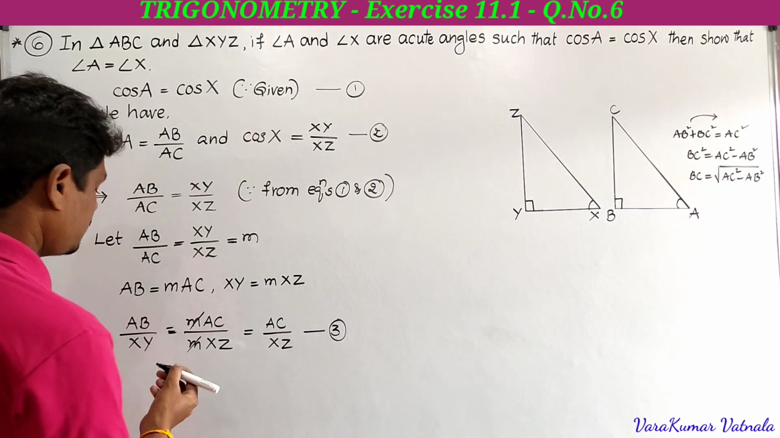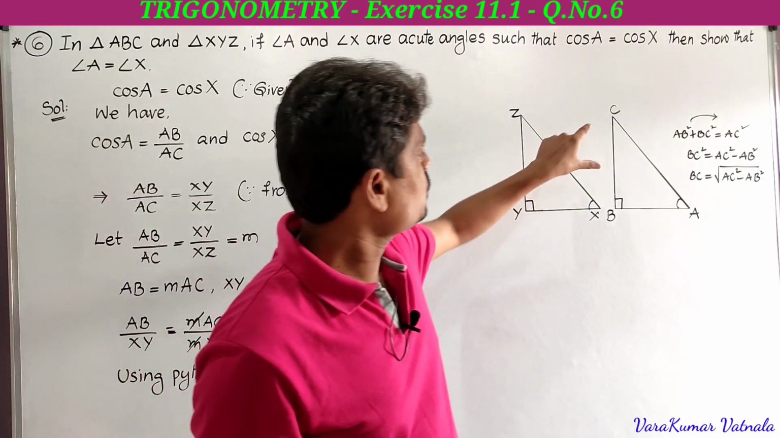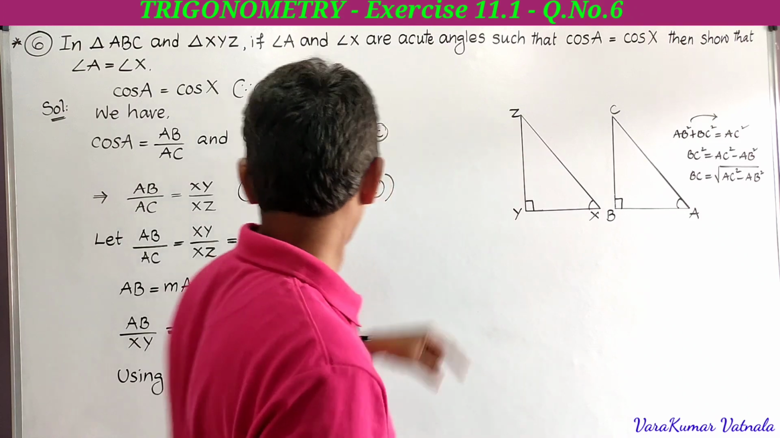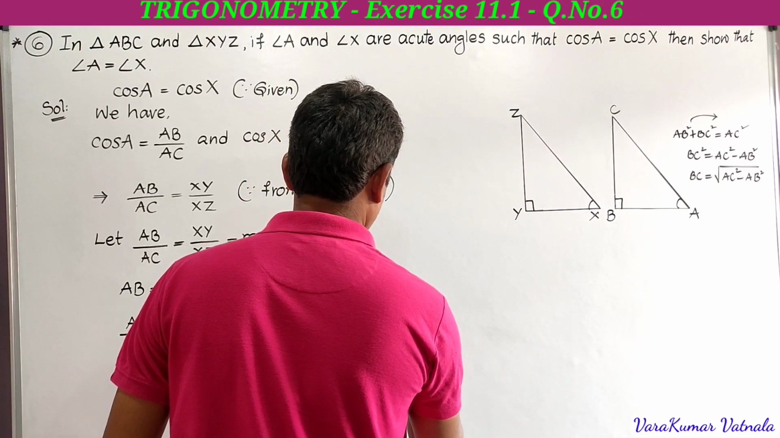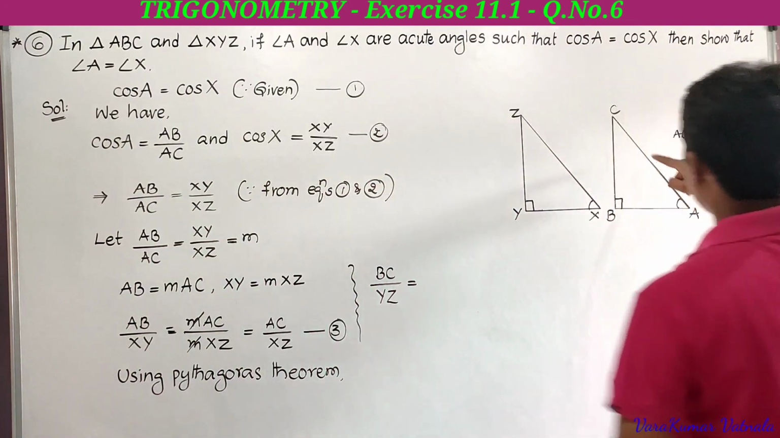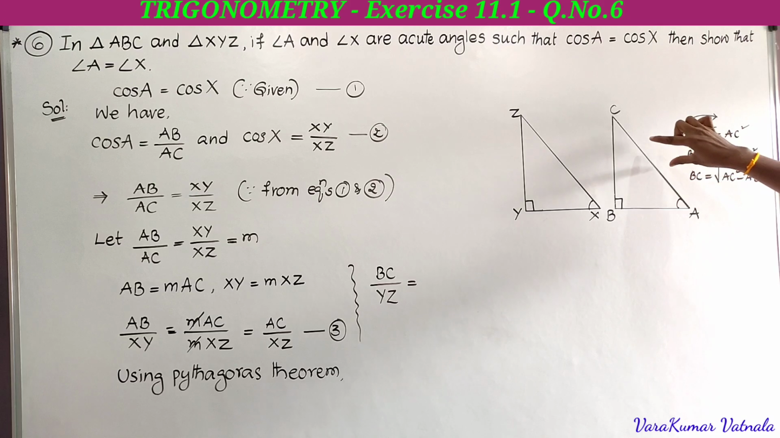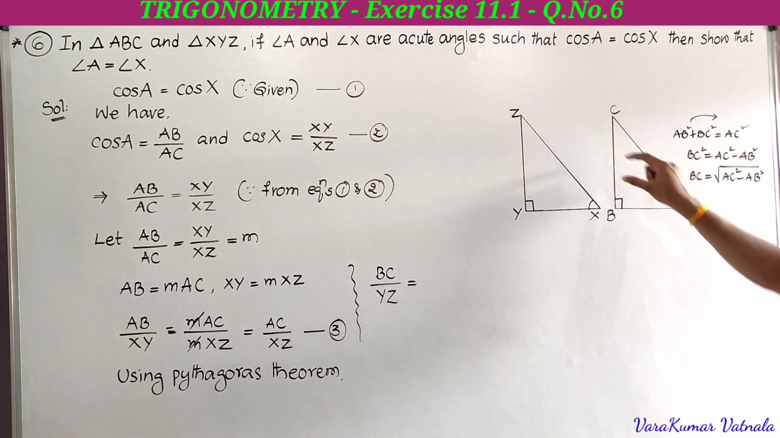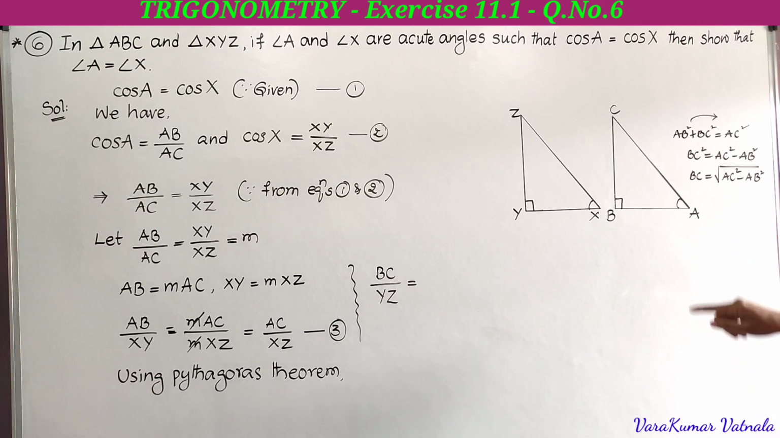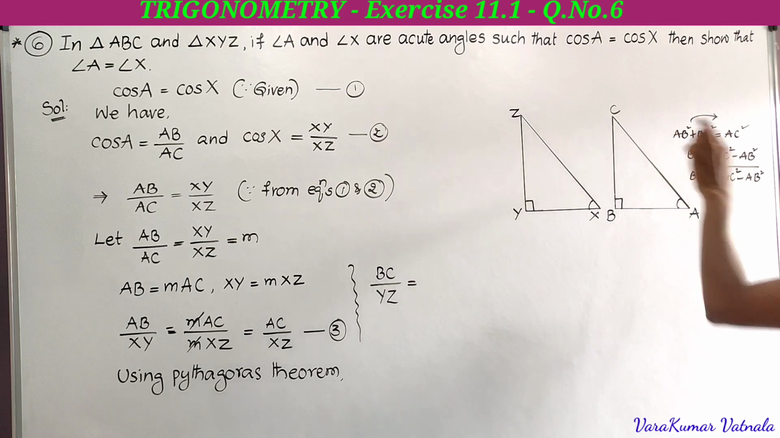So how can we find? See here, I want to find the ratio of BC and YZ. BC by YZ is equal to. So how can we get BC? Just see here. ABC is a right angle triangle. According to Pythagoras theorem, the square on the hypotenuse is equal to the sum of the squares on the other two sides. So that is AB square plus BC square is equal to AC square.